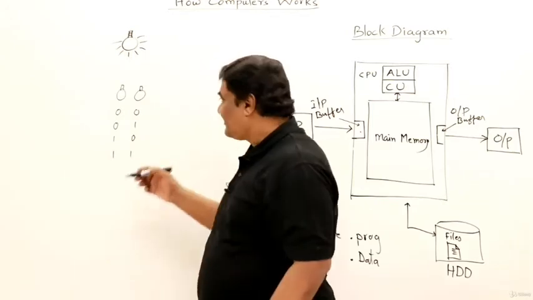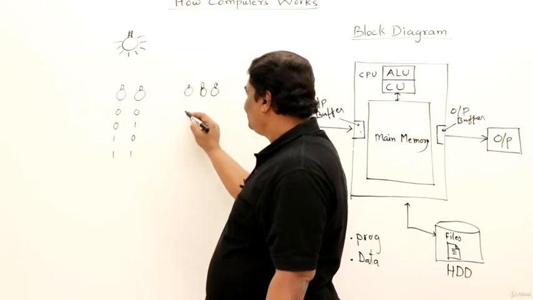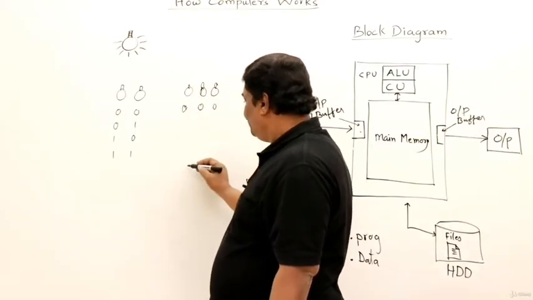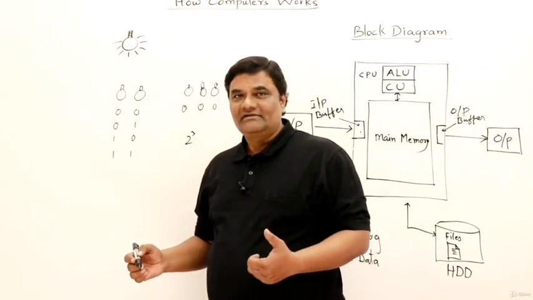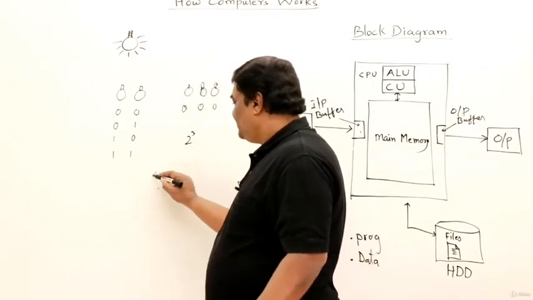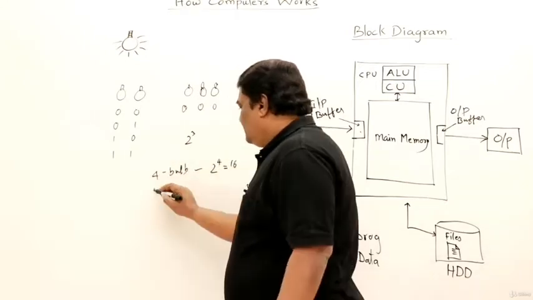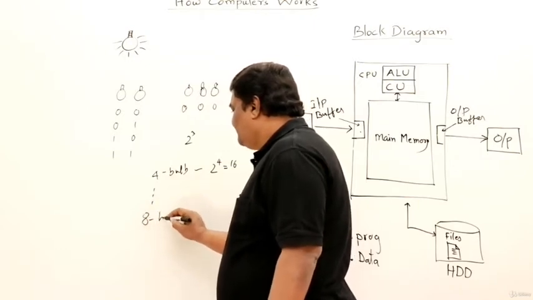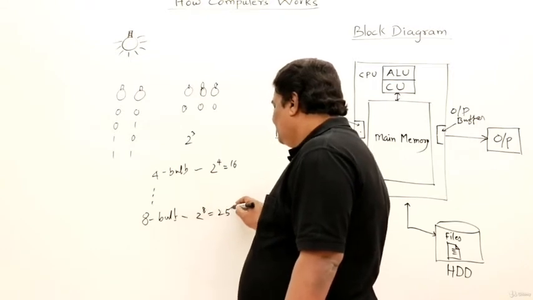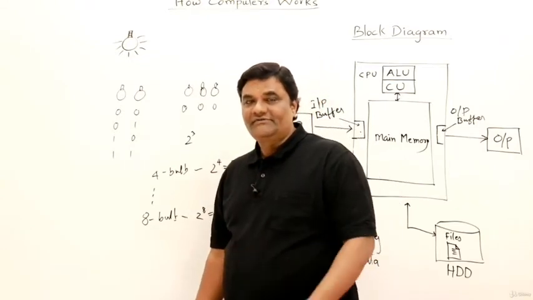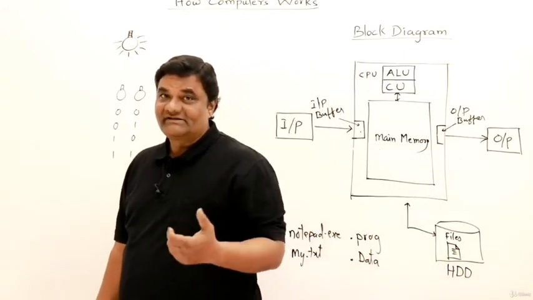So if there are three bulbs, then what? Like, I'm just scribbling: 0, 0, 0. Total, how many possibilities are there? This is 2 power 3, 8 possibilities, right? So what about 4 bulbs? If you have 4 bulbs, then this is 2 power 4, 16. And what if we have 8 bulbs? So 8 bulbs will be 2 power 8, that is 256. So we can have 256 different commands, 256 different messages.